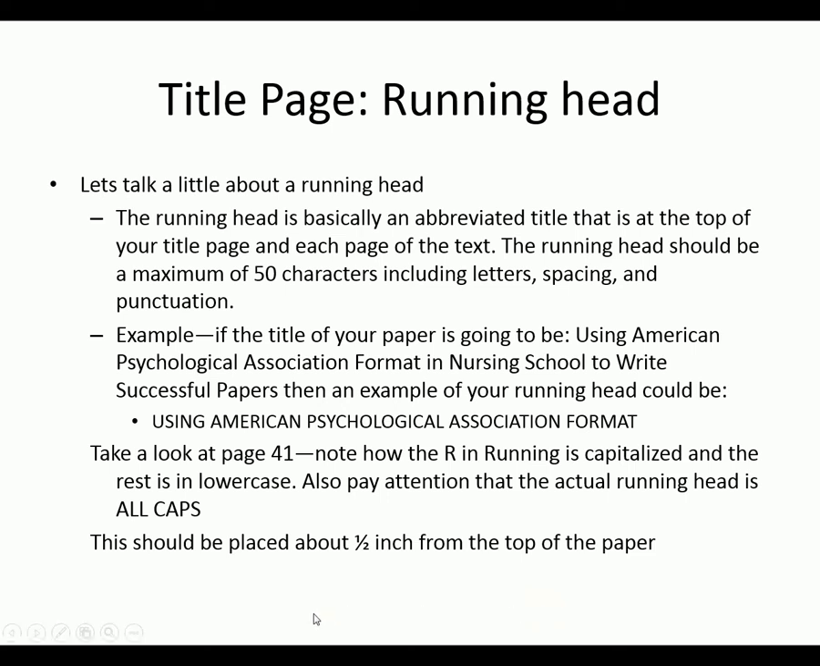But you have to follow these basic rules. The running head should be a maximum of 50 characters. That includes all the letters, the spacing, and the punctuation. So you literally have to start with the word running and go to the end and count every letter, space, and punctuation and have no more than 50 characters.